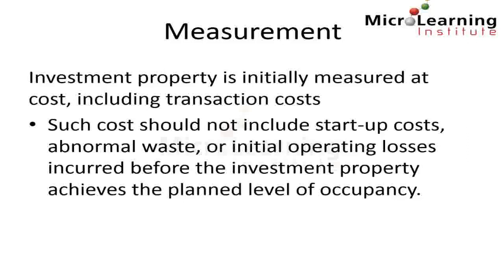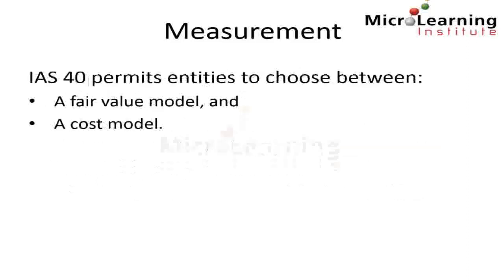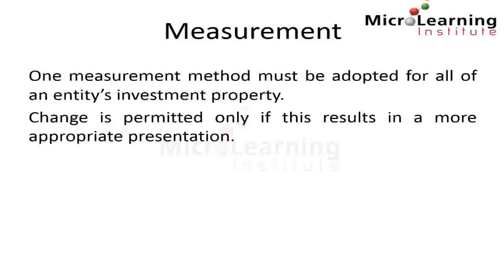Such costs should not include start-up costs, abnormal waste, or initial operating losses incurred before the investment property achieves the planned level of occupancy. With regard to measurement, IAS 40 permits entities to choose between two models: 1. A fair value model, and 2. A cost model. One measurement method must be adopted for all of an entity's investment property. Change is permitted only if this results in a more appropriate presentation.